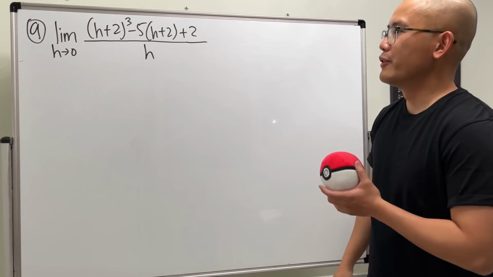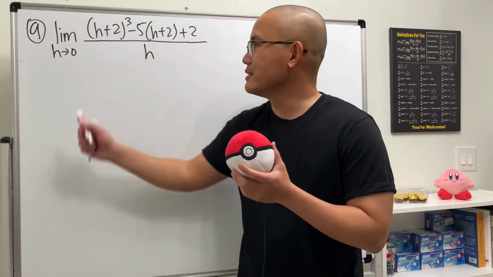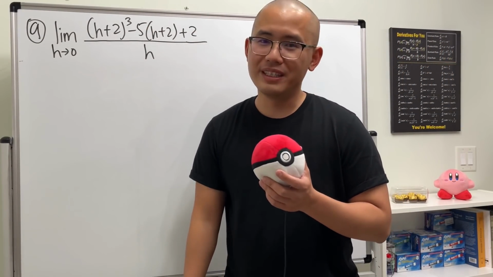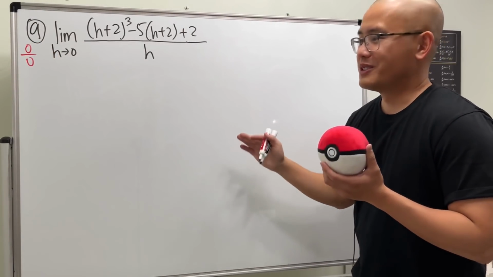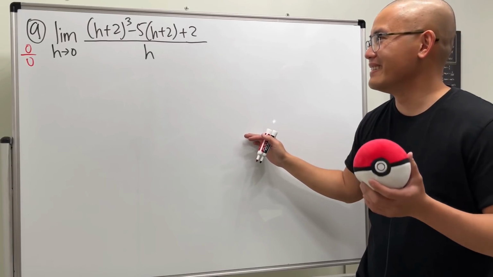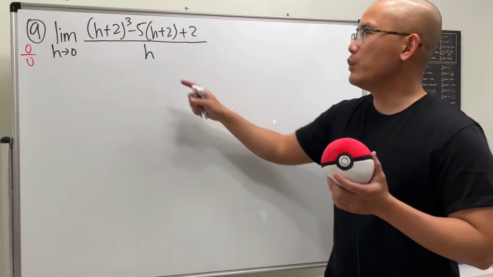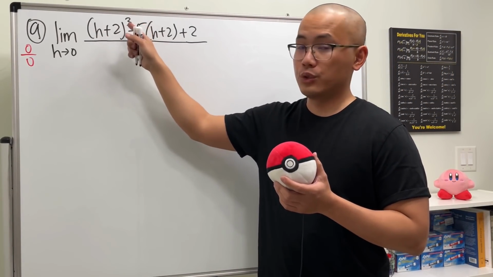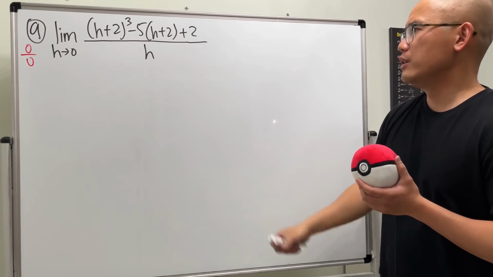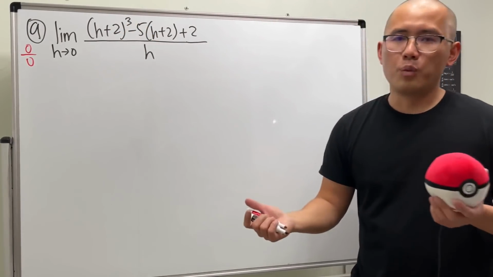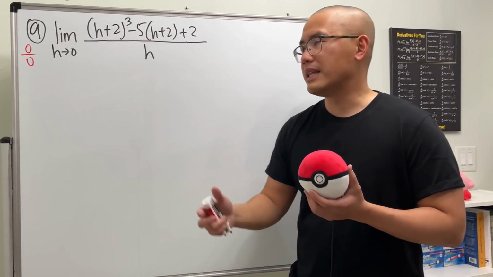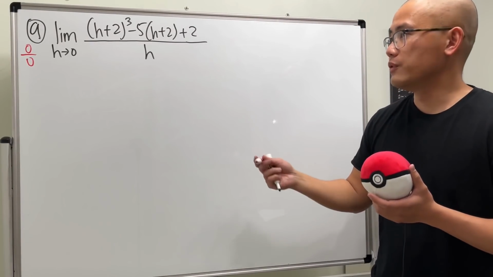Alright, this is number 9, and you guessed it, if we plug in 0 into all the h's, we get 0 over 0. But be sure you really just check it before you do anything. Alright, so here we see that we have h plus 2 to the third power. So it would be a good idea to just multiply it out. And for this right here, if you know the formula, of course you can use it. But I would like to just show you guys the multiplication for that.